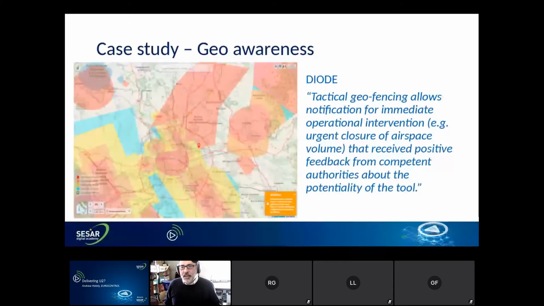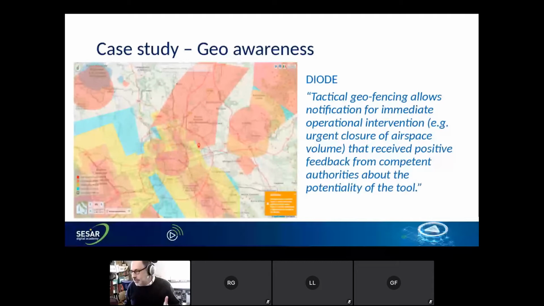The Diode project was again looking at many different aspects of U-space, but they drew their geofence data both from the aeronautical information and from other sources. They had drone-specific aeronautical information, and they were testing both the checking of geofences during operation planning and also the creation of drone aeronautical information and its dissemination during flight. So geofences were being created tactically, and pilots and so on were being notified. And they were able to do this, and they concluded this tactical geofencing was an extremely valuable activity in terms of increasing the safety of the system.